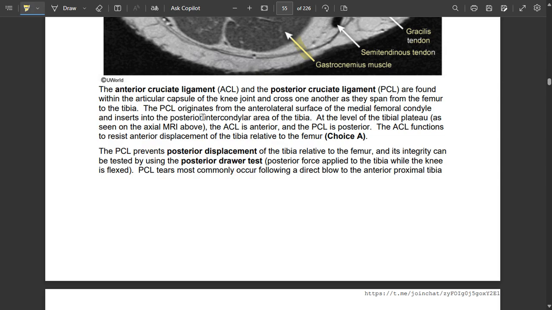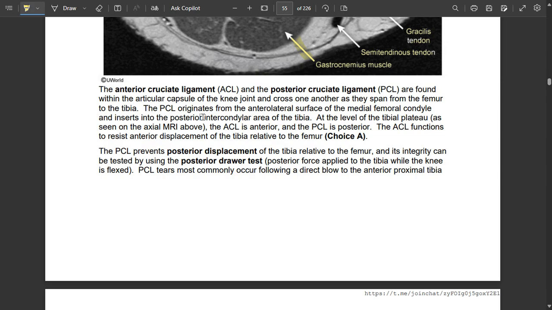The PCL originates from the anterolateral surface of the medial femoral condyle, and inserts on the posterior intercondylar area of the tibia, at the level of the tibial plateau, as in the axial view. The ACL is anterior and the PCL is posterior.